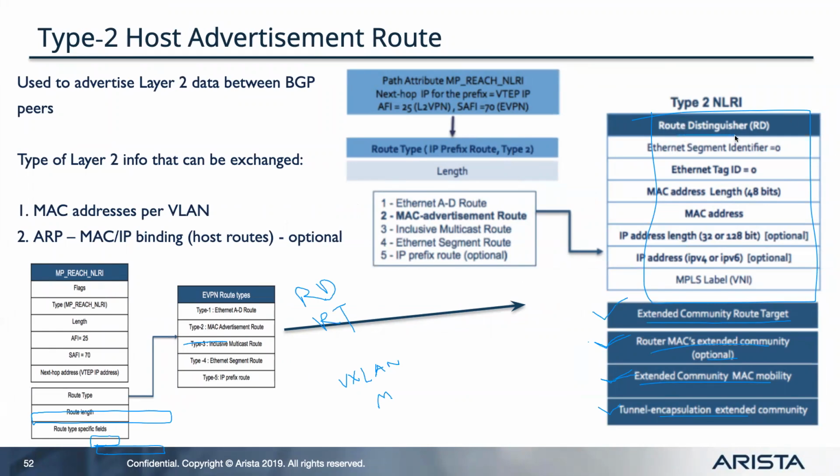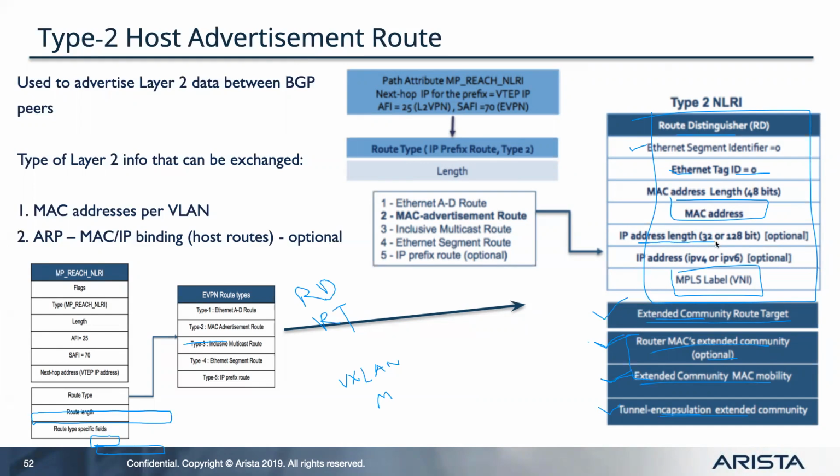You have the route distinguisher, Ethernet segment identifier, which we'll discuss more, Ethernet tag, which is 0 for VLAN-based, then MAC address information, and then MPLS label or VNI, extended community route target, and encapsulation method. These two we will discuss in the next slides.